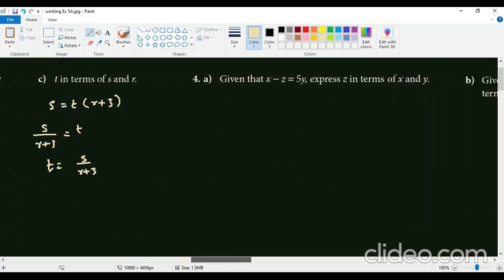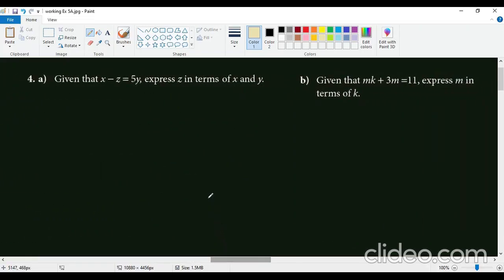Moving on to the next question. Here it says, given x minus z equals 5y, express z in terms of x and y. That means x minus z equals 5y. To make my work easy, I will move this z over here and bring this term here. So x minus 5y equals positive z, or I can write z equals x minus 5y.